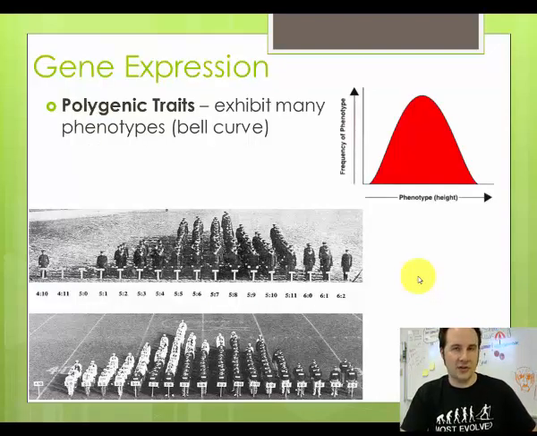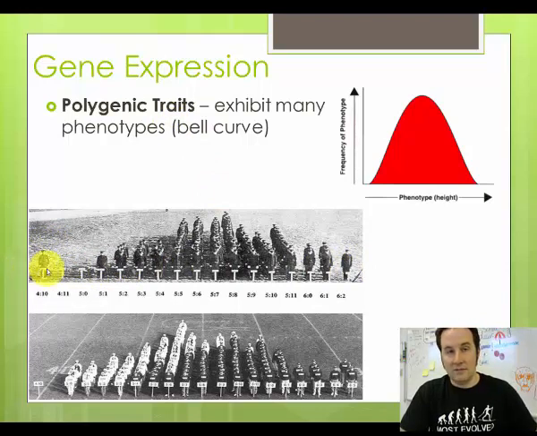Conversely, polygenic traits, let's break that word down again. Poly, we know the prefix poly means many, and genic is referring to genes. So polygenic literally means many gened traits. These are traits that are covered by more than one gene. These lead to phenotypes that exhibit a bell curve. So when we say bell curve, well, here's about as classic as it gets.